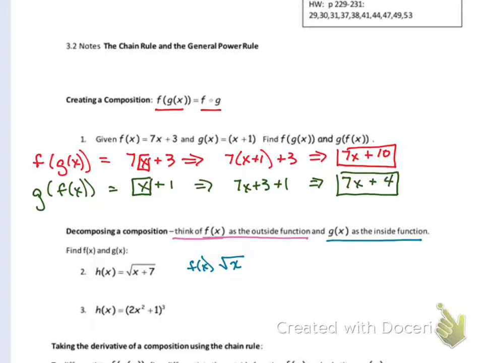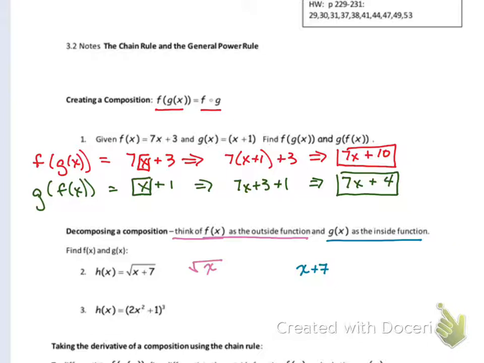And what I should do, let me just change colors on this. So hold on. So I want to do f of x in pink just to be consistent. Okay, so f of x is going to be radical x. Okay, and then what's g of x? Well, g of x will be the inside, which is x plus 7. So we have decomposed the composition into its two parts.